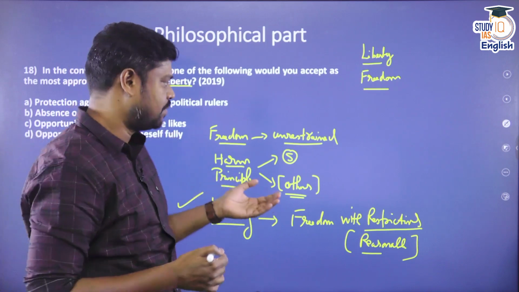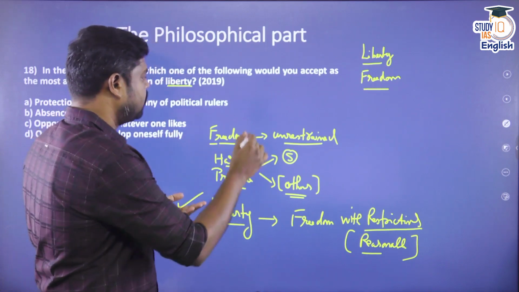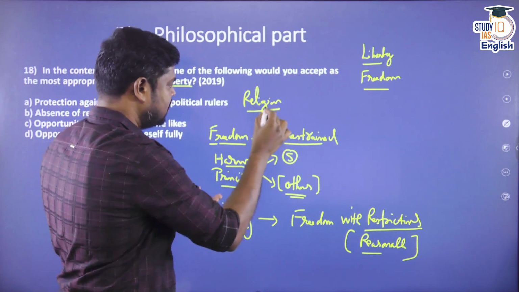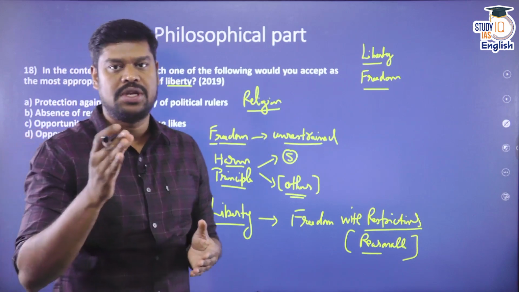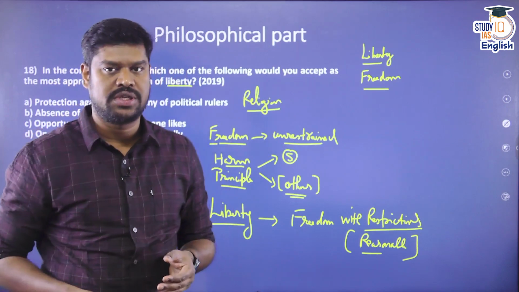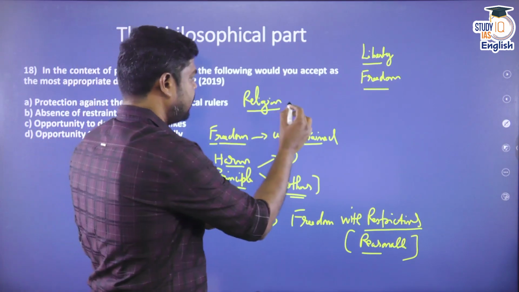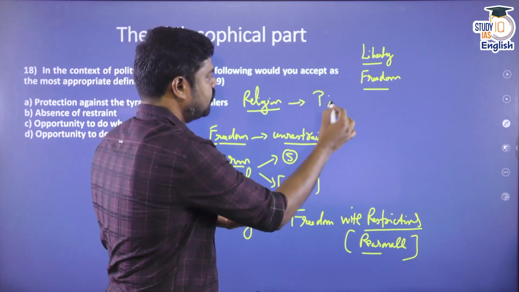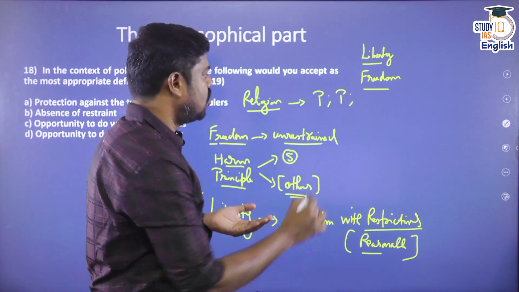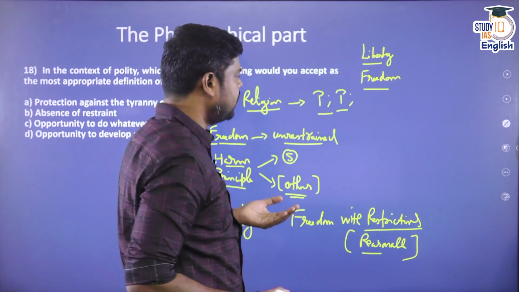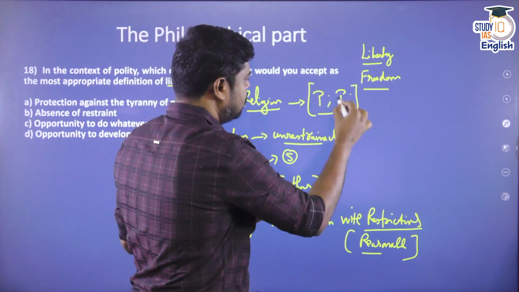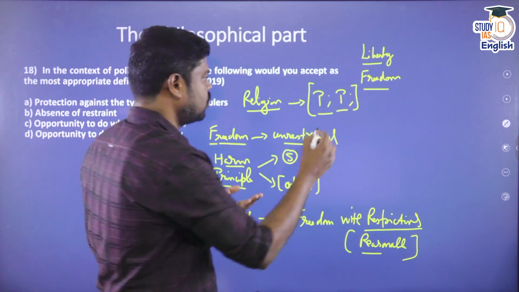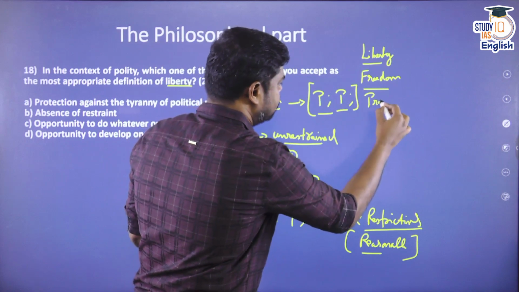Let me take an example. Take the example of the right to freedom of religion. Although the word freedom is used, this right is not absolute in character. It comes with a lot of restrictions. For example, the right to freedom of religion says that individuals have the right to practice, to profess and to propagate the religion.